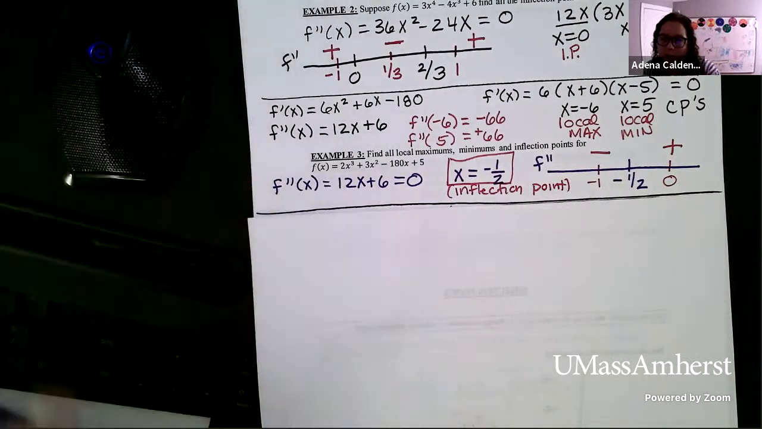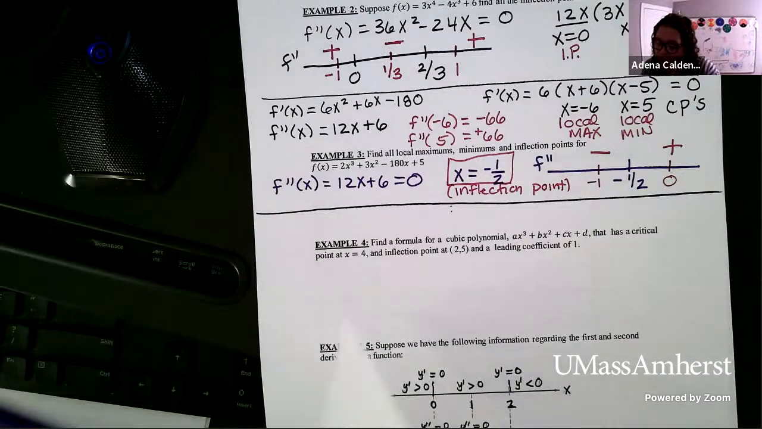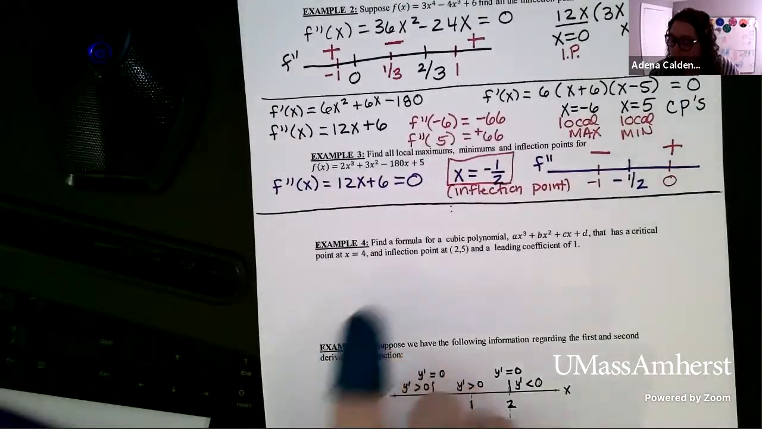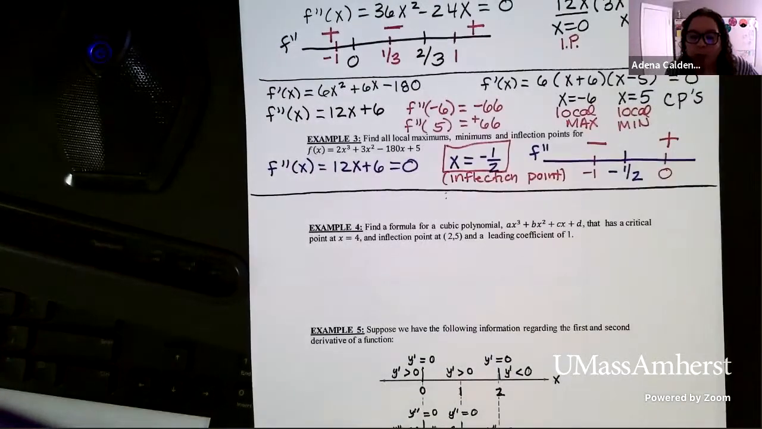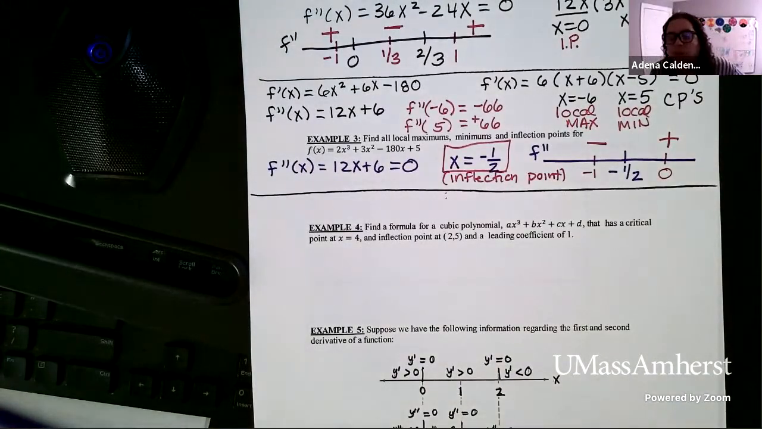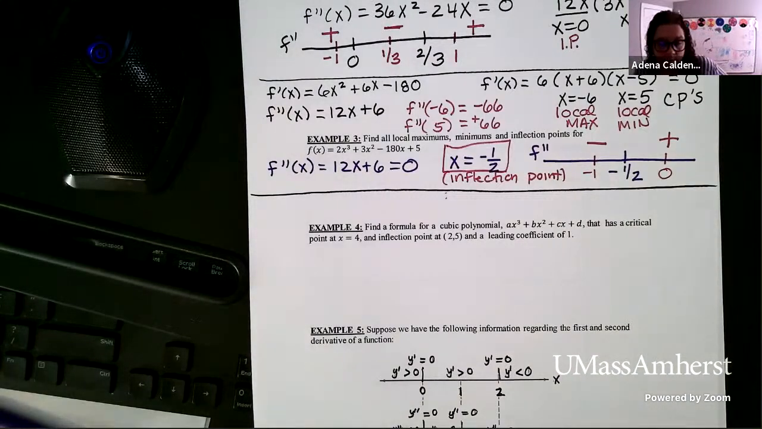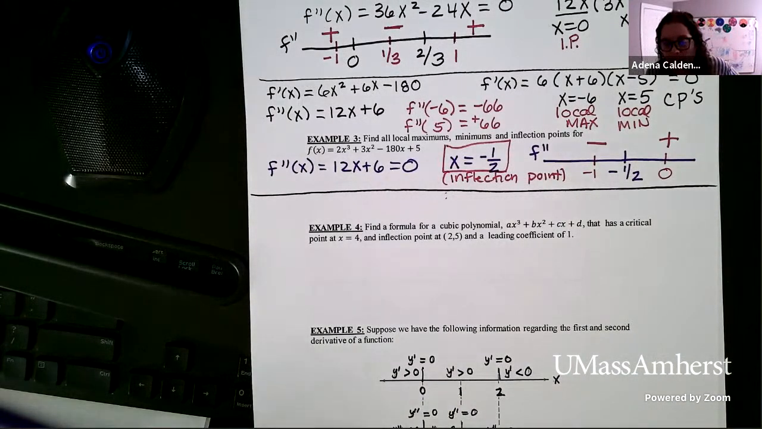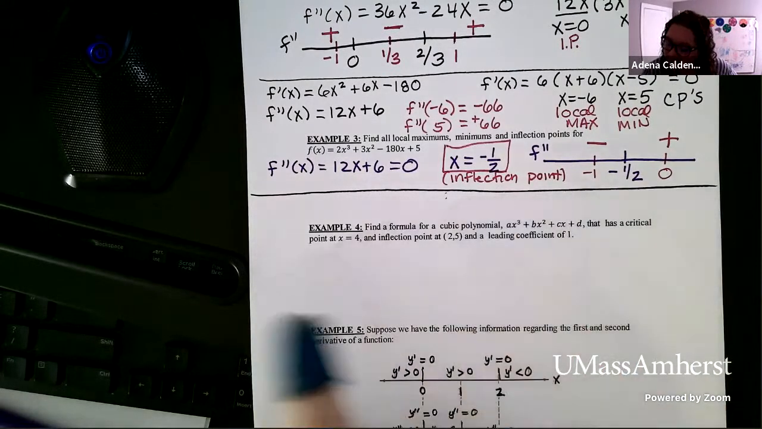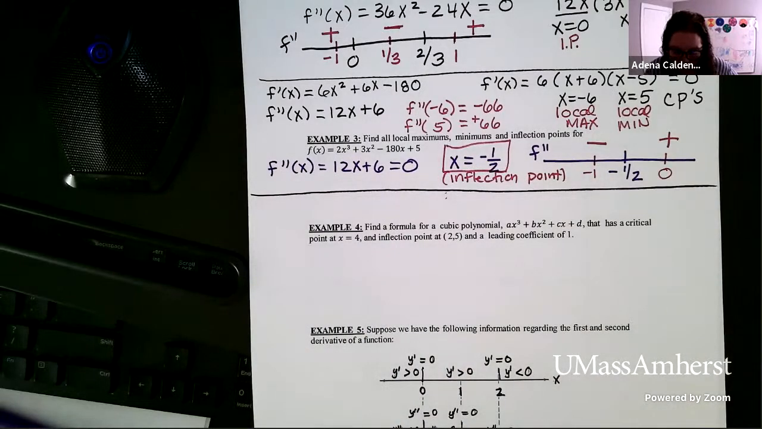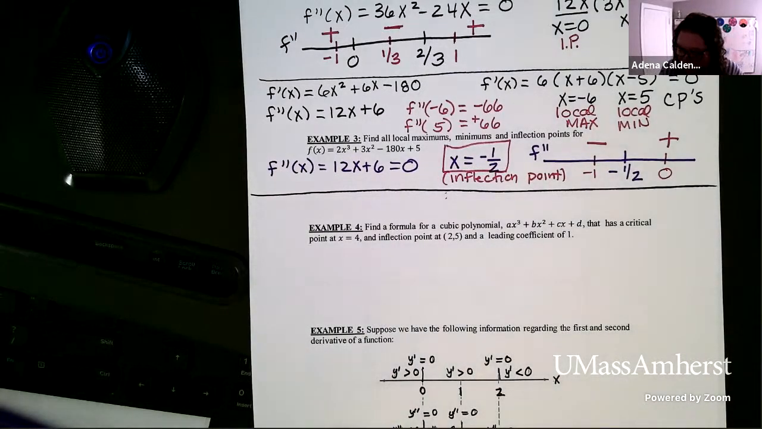These are sort of the more algebraic problems. The next problem is to find a formula for a cubic polynomial, ax cubed plus bx squared plus cx plus d, that has a critical point at x equals 4, an inflection point at (2, 5), and a leading coefficient of 1. What we are trying to do in this problem is figure out what a, b, c, and d are that satisfy these conditions.